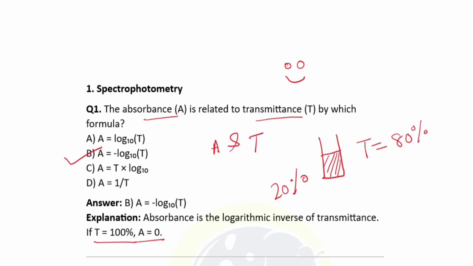If you are asked that transmittance is so many percent, then tell me the absorbance, you only need to subtract it. Suppose if transmittance is 80%, then what will be the absorbance? 20. If it is 60%, then what will be the absorbance? 40%. So you only need to subtract from 100.